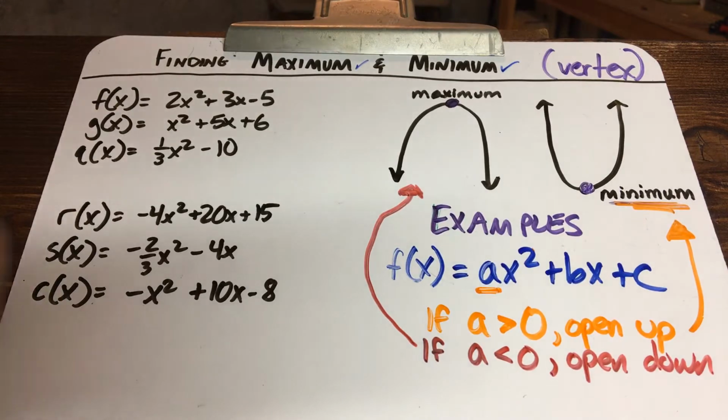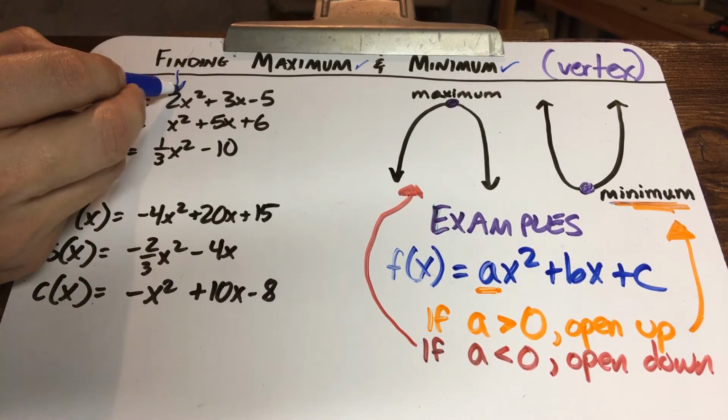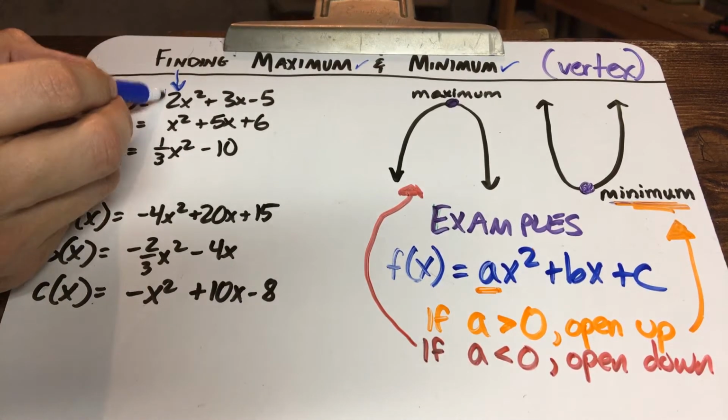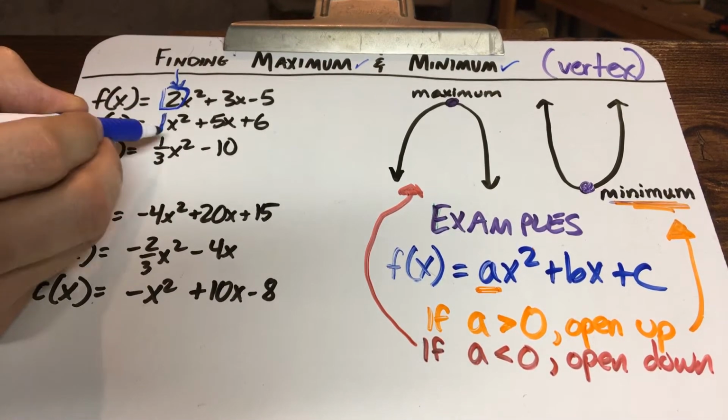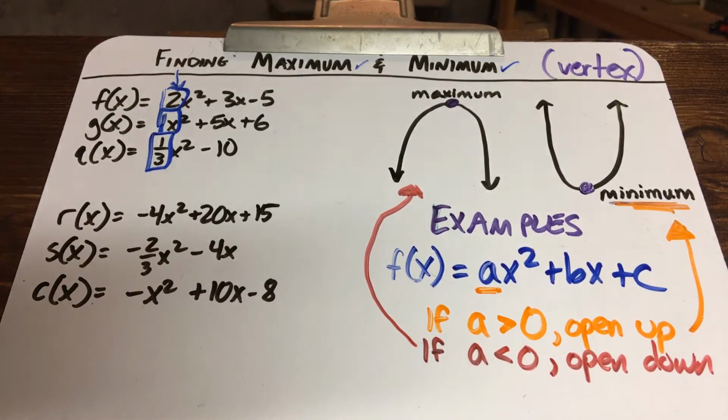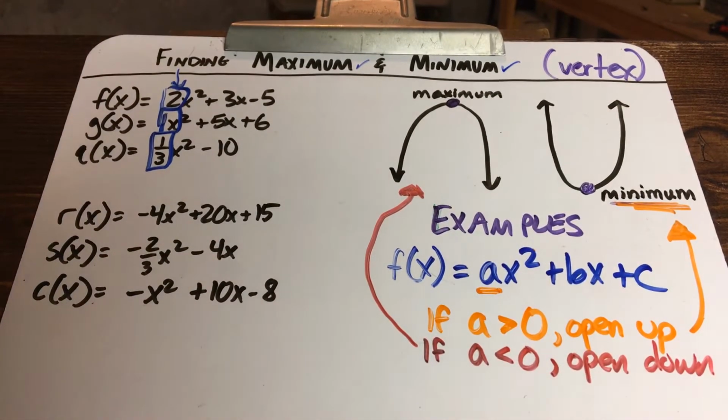So for example, on these three problems, all you need to look at is right here, and right here. You see how all of those have a positive number that the x squared is being multiplied by? The coefficient on the x squared term is positive.